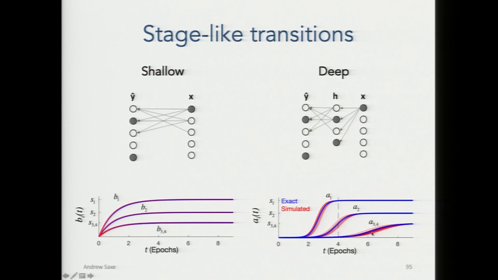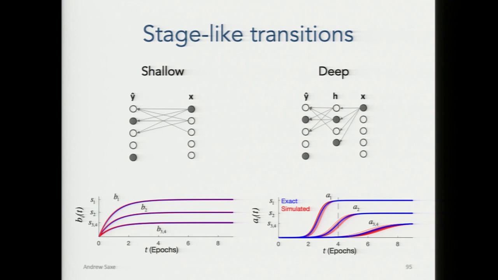OK. So this is saying that there's this key qualitative difference between the dynamics in these two networks. In a shallow network, you're going to have exponential approach for all of the effective singular values over time. Whereas in a deep network, you're going to have these sigmoidal shapes. And here in blue, I'm showing you the solutions that we derived. And in red, I'm showing you simulations of the full dynamics starting from random weights. So you can see that they give a good description.